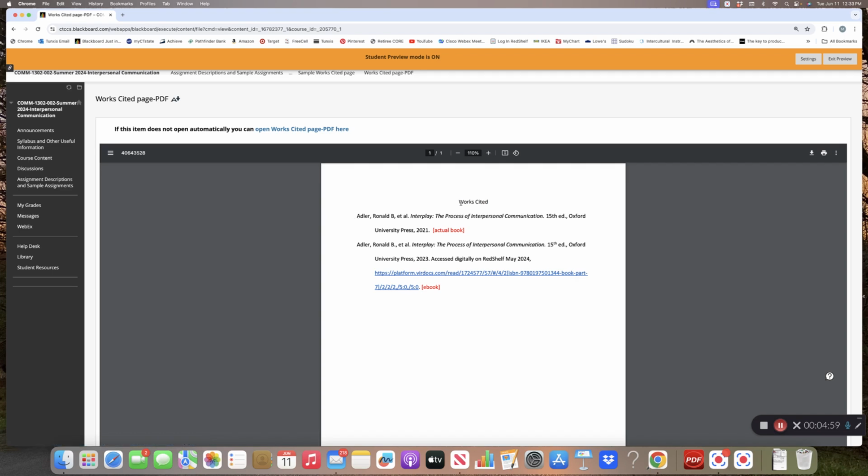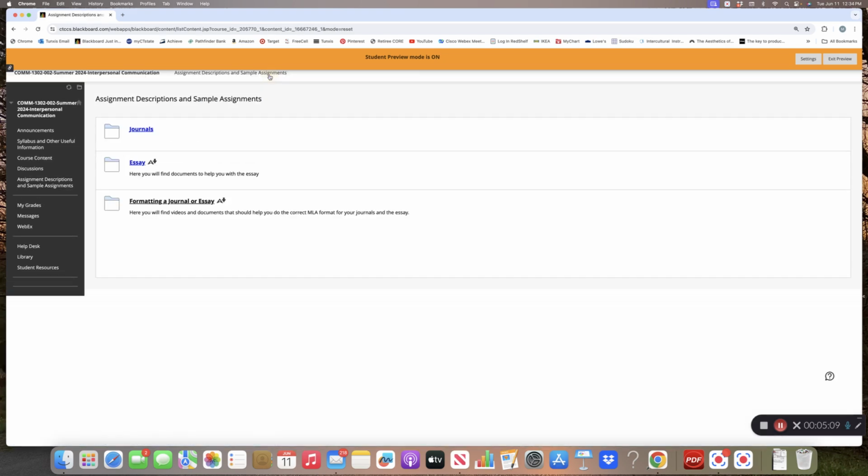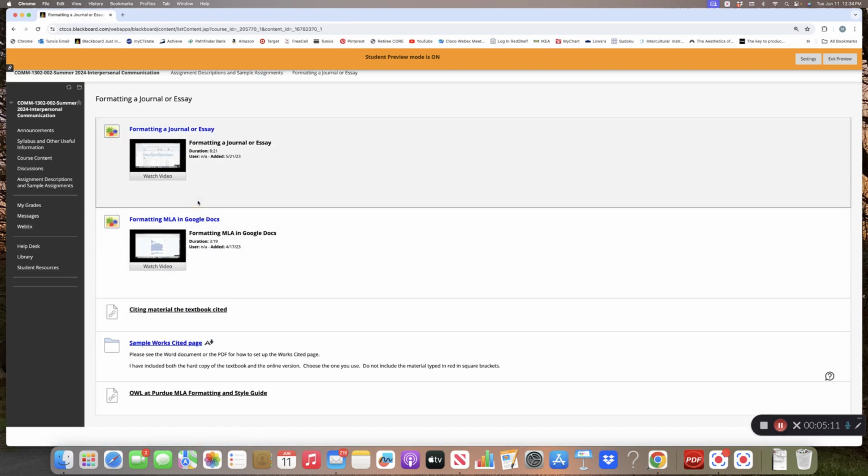Please note the words are works cited, not references or anything else. And it's also set up as a hanging indent. And let me go back. Was there anything else there? Okay. Alrighty. And then I believe the works cited page, you'll find some more information on formatting a journal or an essay.